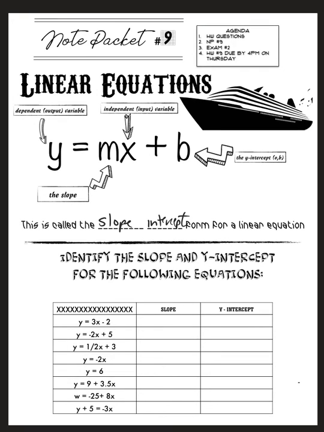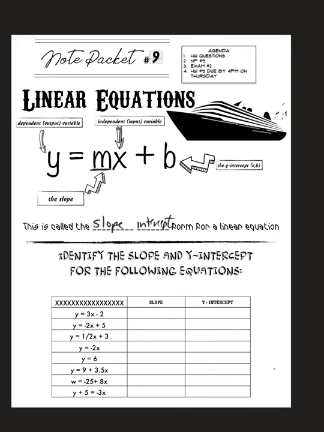You'll notice that the x and the y are the placeholders for the independent and the dependent variables, just like they're labeled. And then what we do is we have the slope here in the spot that we use m for a placeholder, and the y-intercept in the spot where you see b.